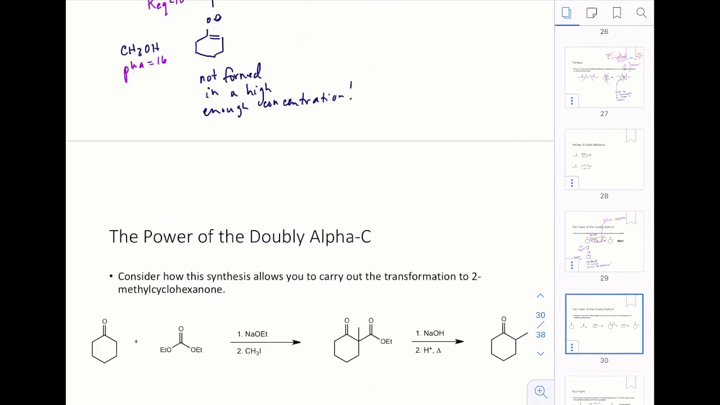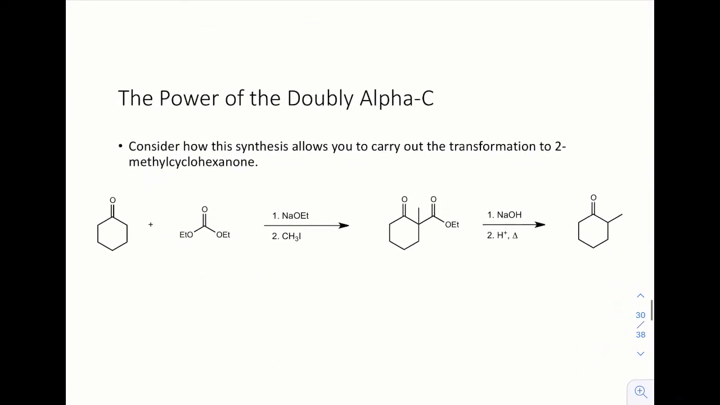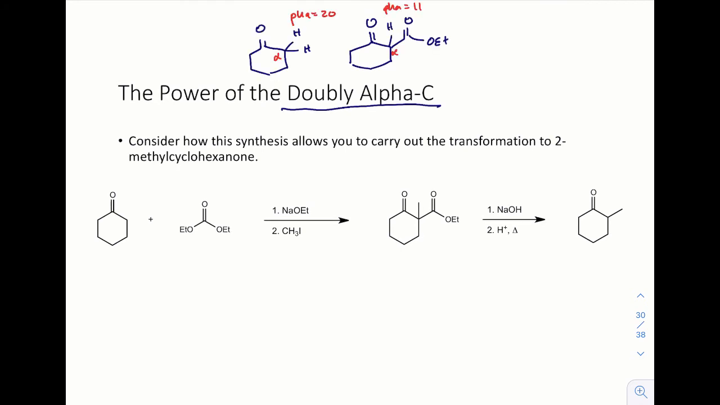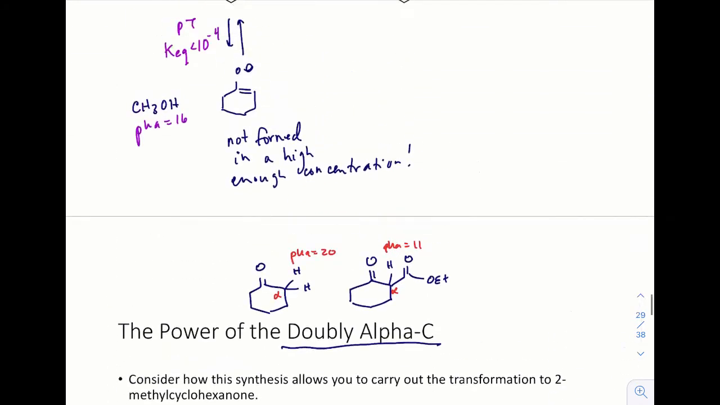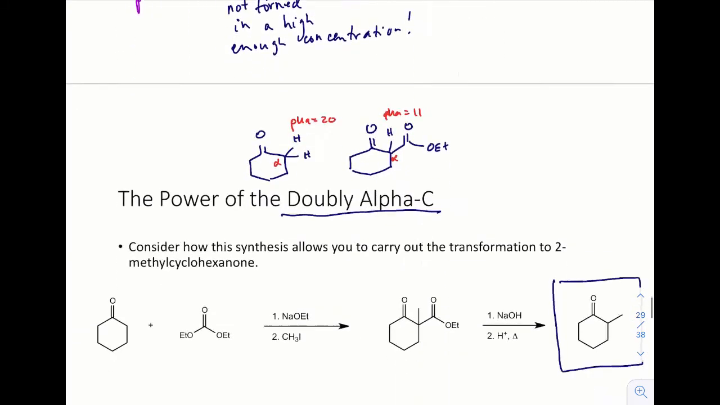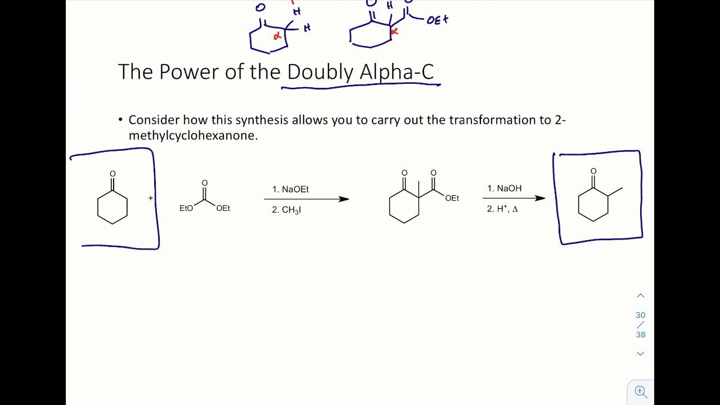Well, there is a solution to this, and it's using the power of the doubly alpha carbon, so the power of the beta ketoester. We're going to synthesize the same desired product as we had on this slide, right? And we're going to start from the same starting material. We're going to start from cyclohexanone. So same desired product, same starting material, but we're going to take a different approach. So first, we'll propose a Claisen condensation.